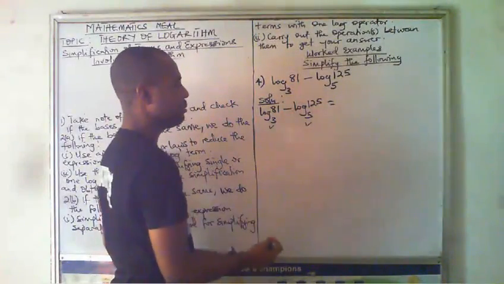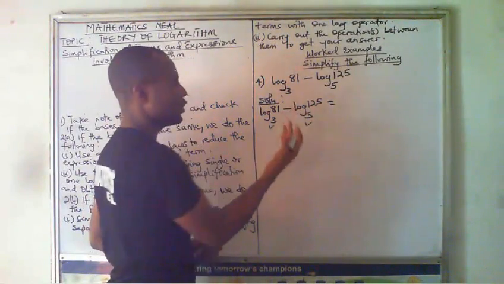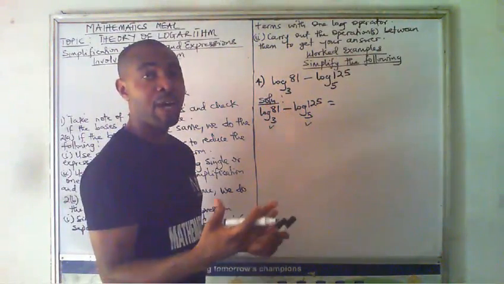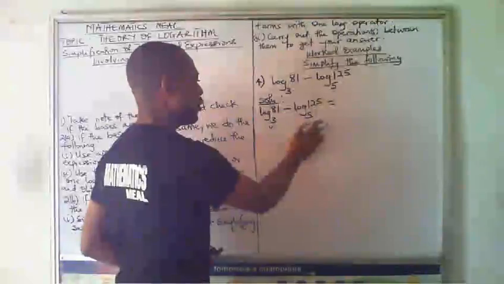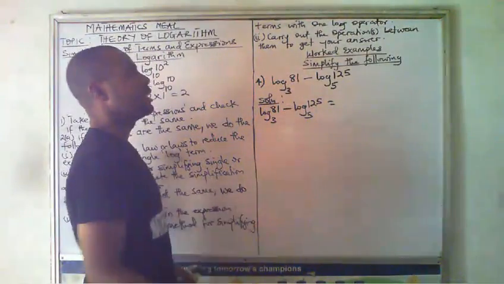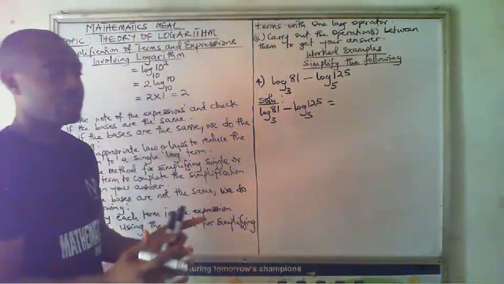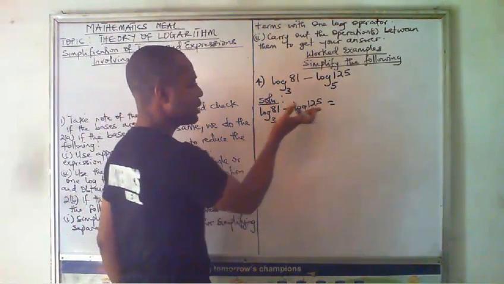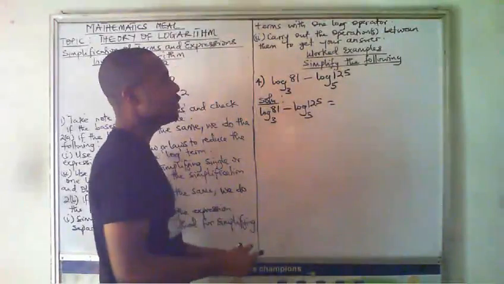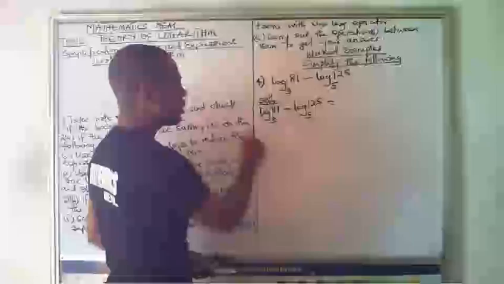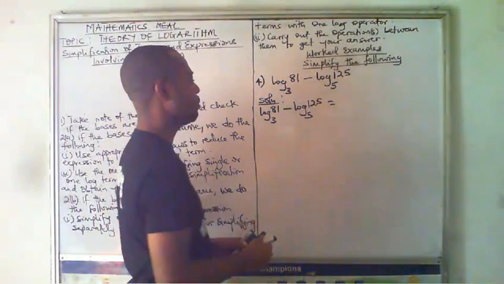We can't combine them. Even though the operation here is subtraction, we would have said let's divide this, but it will not work. Why? The bases are not the same. So we have a way of handling that. We simplify each term separately, using the simplification of one log operator. So we treat this as one log operator, and treat this as one log operator.